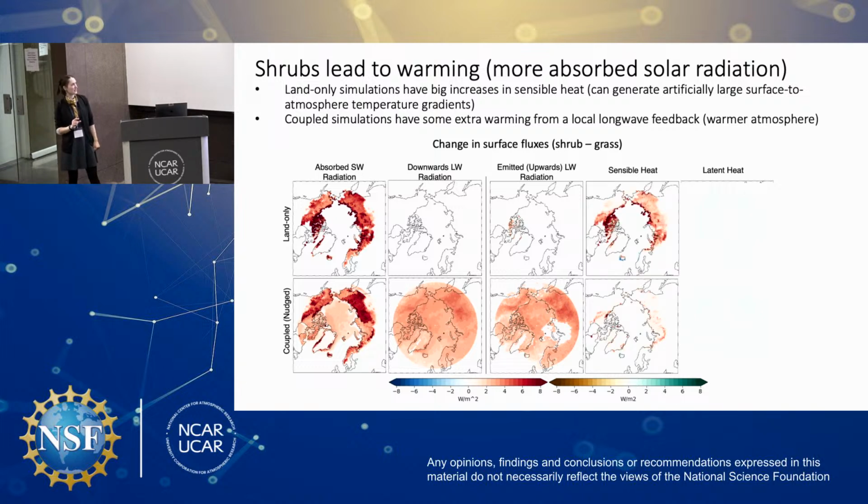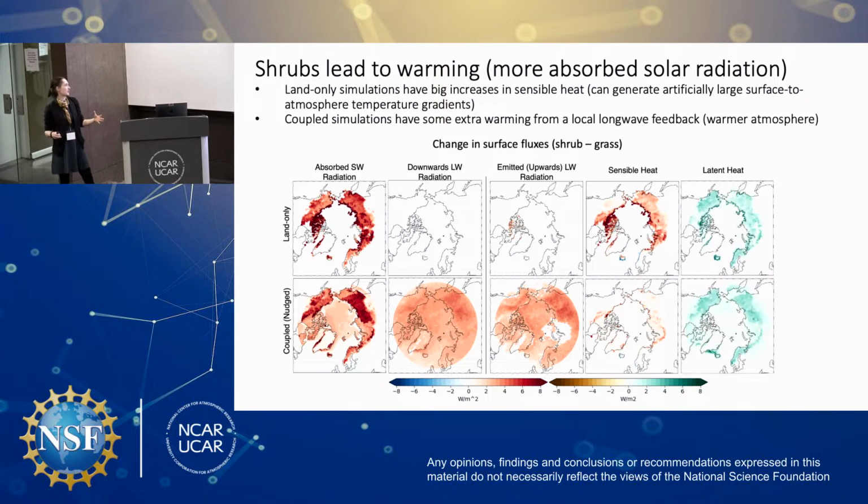And here's the big difference: the land-only simulations have really big increases in sensible heat flux, whereas the coupled simulations don't have particularly large increases in sensible heat flux. That's because in the coupled simulations, your atmospheric temperatures can adjust to the warmer surface, so you don't have as large a surface-to-air temperature gradient, whereas in the land-only simulations, you get a big change in surface temperature, the atmospheric temperature has no idea, so you can get these really large temperature gradients that drive really large turbulent heat fluxes. So you see that in the sensible heat flux field of your land-only simulations, and then both coupled and land-only have increases in latent heat flux from the shrubs.